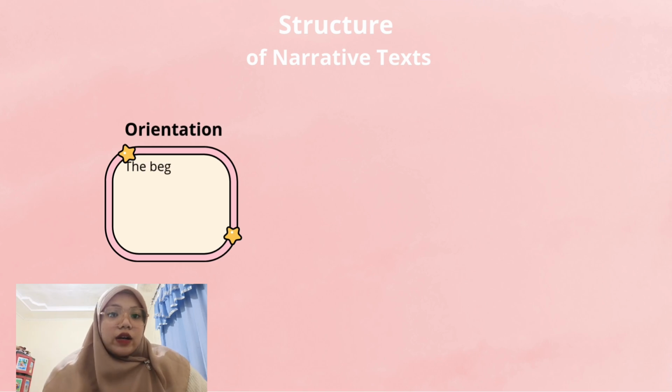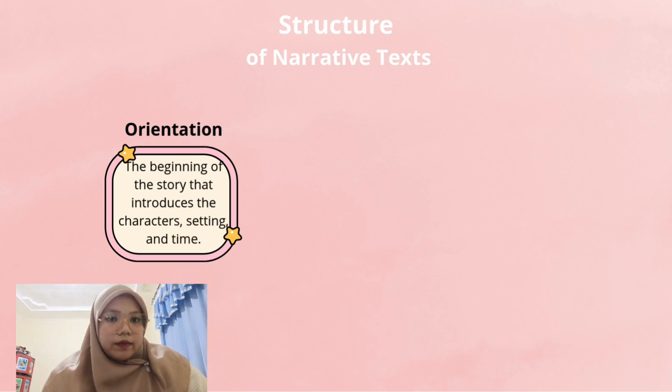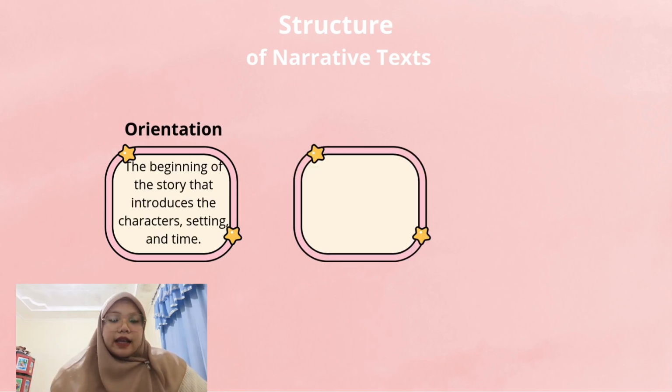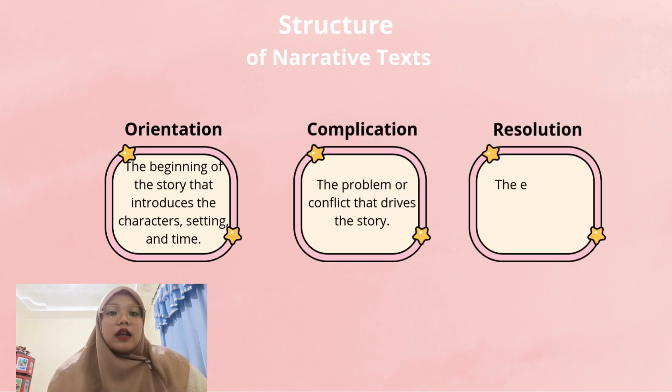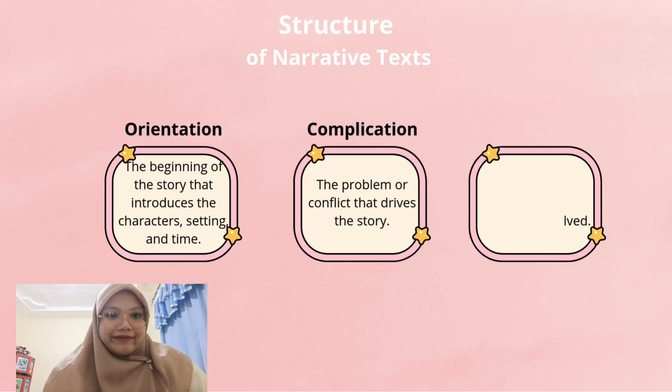The first is orientation. The orientation is the beginning of the story that introduces the characters, setting, and time. And the second is complication. Complication is the problem or conflict that drives the story. And the last is resolution. Resolution is the end of the story where the problem is solved.